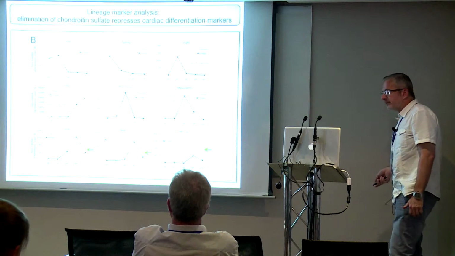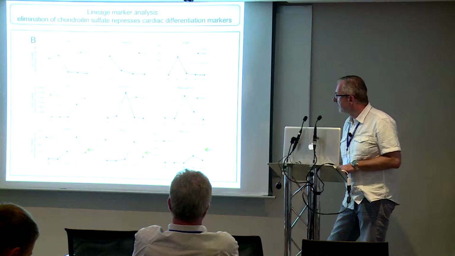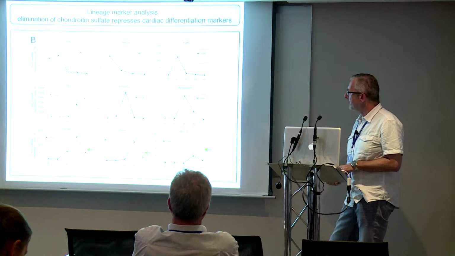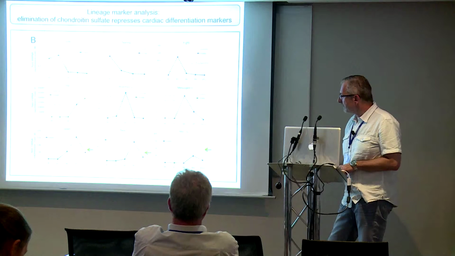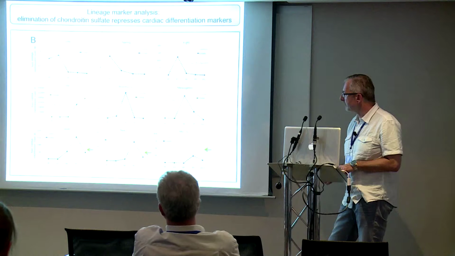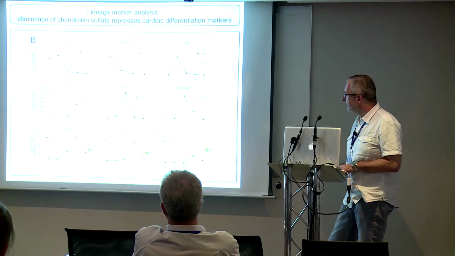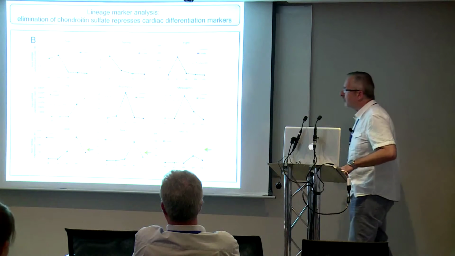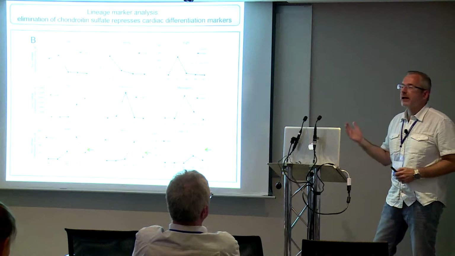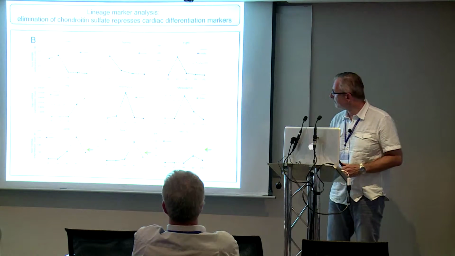Where we saw a difference was in cardiac markers. So transcription markers, early cardiac development transcription factors, GATA4 and NKX2.5. There was a distinct loss of these transcription factors after we digested chondroitin sulfates. And the same held true for MLC2V, a structural protein of cardiomyocytes. So it appears that digestion of chondroitin sulfate does affect the cardiac lineage fairly specifically during ES cell differentiation.